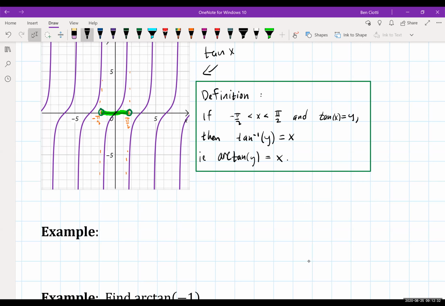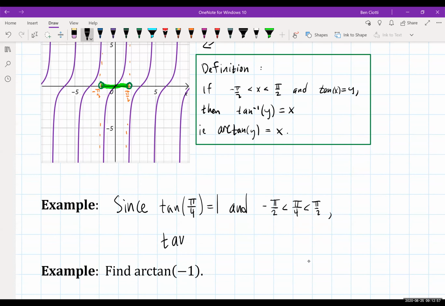So here's an example. Since the tangent of pi over 4 is equal to 1, and pi over 4 is inside negative pi over 2 to positive pi over 2, tan inverse of 1 is equal to pi over 4.